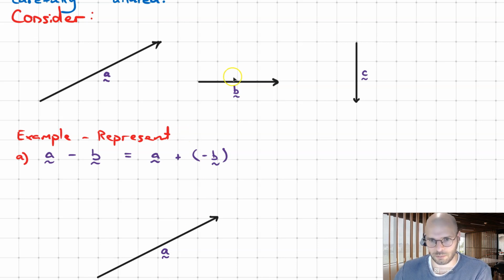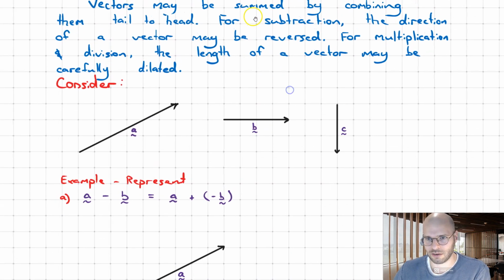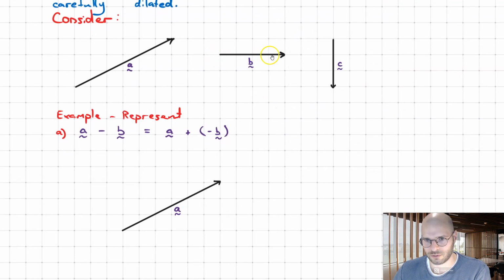Next we need to think of vector B. Now if you look at vector B over here, it points from left to right in a horizontal direction. What we're going to do is reimagine this vector. Rather than think of it as vector B, we're going to think of vector negative B. Now if we go up and have a read, we remember that for subtraction, the direction of a vector may be reversed. So rather than thinking of vector B as pointing from left to right, let's think of negative B as pointing from right to left, because we're simply going to reverse this.